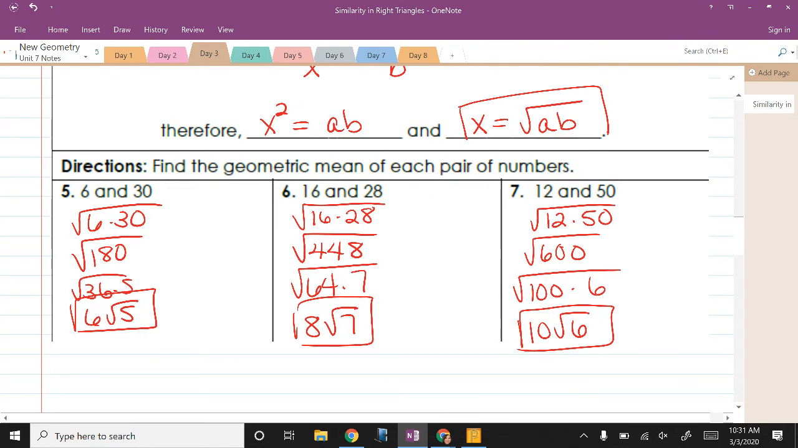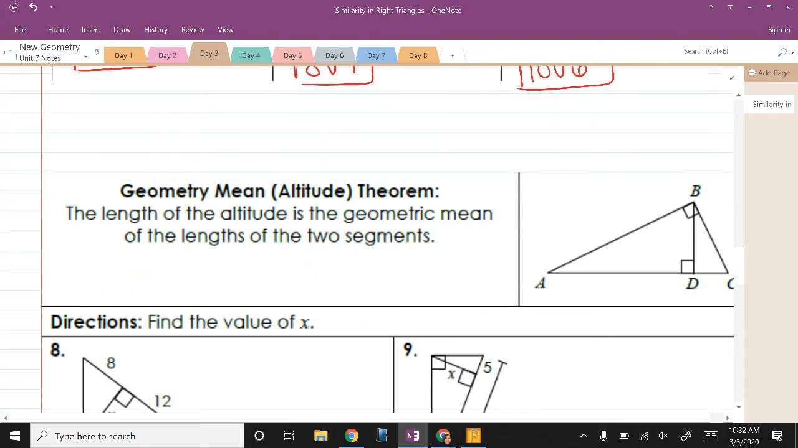So we have just practiced finding a geometric mean, and it turns out that you can use geometric means to help you find some sides in similar right triangles. So we've got a geometric mean theorem, which is also called the altitude theorem. Do y'all know what an altitude is? Yes, it's how high it is. So it's basically a perpendicular drop from a right angle perpendicular to another segment. Okay, so like this BD right here is the altitude.